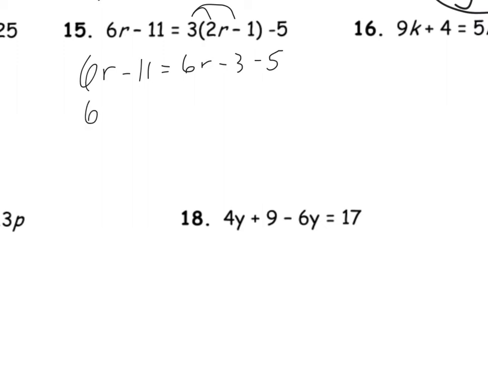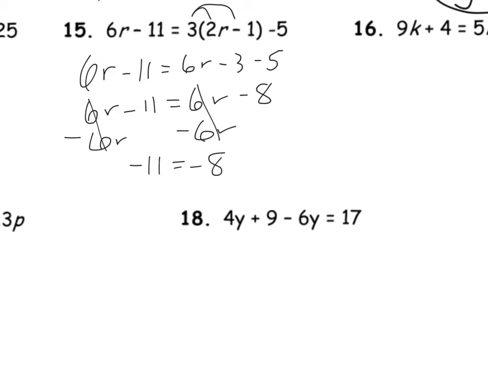So I would rewrite this as 6r minus 11 equals 6r minus a negative 3 minus 5 more would be negative 8. Then I'm going to minus 6r from both sides. And what happens here is we eliminate the variable, and I end up with a negative 11 is equal to negative 8, which doesn't make any sense at all. So we know this is an example of no solution.